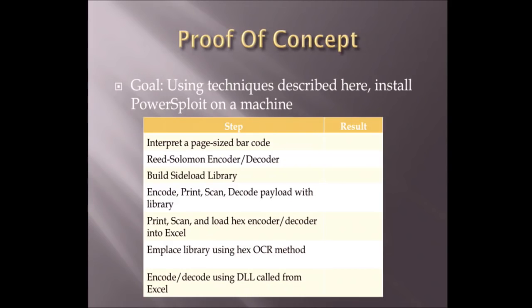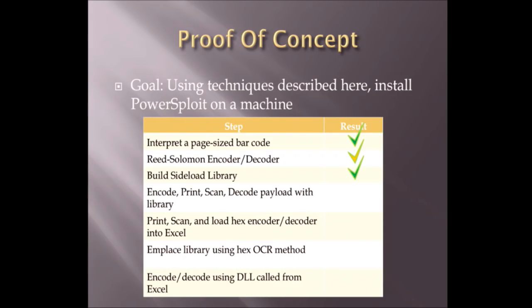All right. So I decided to give myself a grade on how this went for me. My goal was to install PowerSploit on a machine that didn't have it on it using these methods and not using magnetic media. So, just some grades. Interpret a page size barcode: yeah, I could do it. The Reed-Solomon encoder decoder, I was able to make it work eventually. There's a yellow mark there. I'm going to talk about that in a second.